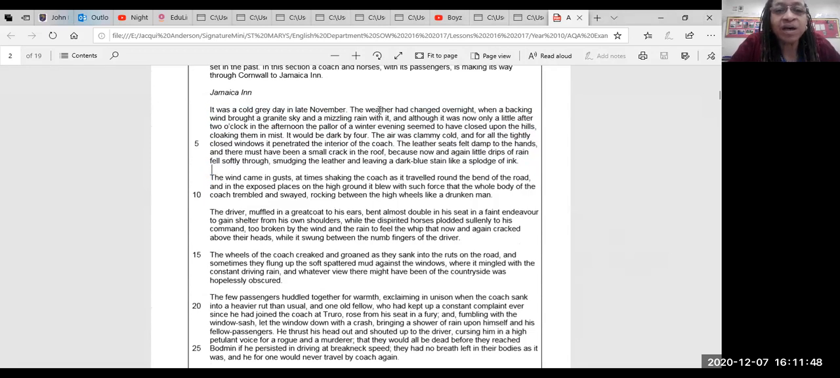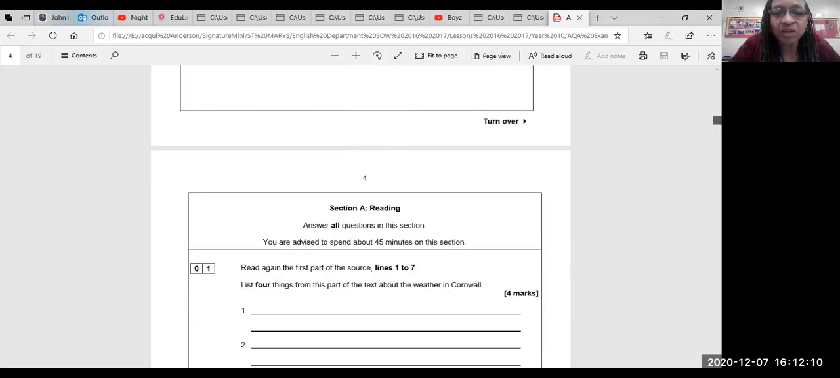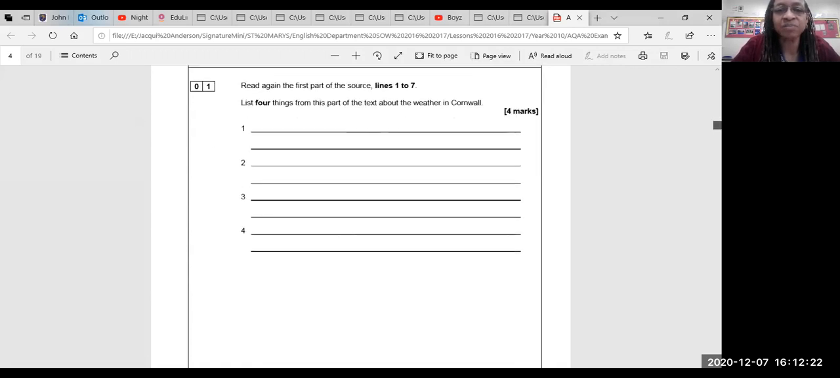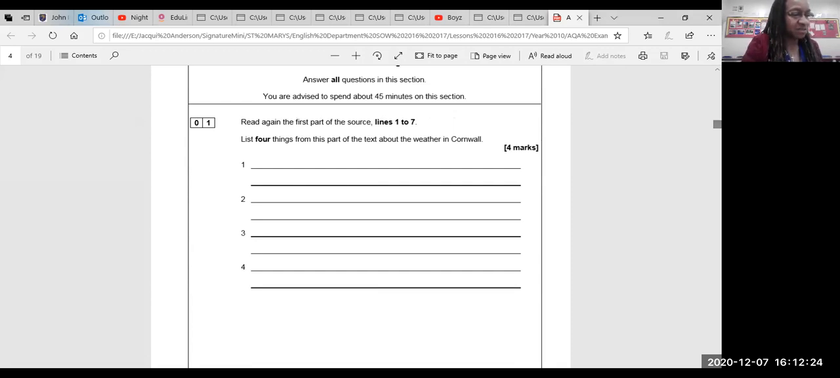Okay, so it was a cold, grey day. We know that the weather, nice, easy information. The air was clammy cold, okay? It was raining. And so you are just going through and finding the information and listing it down. Where you put that information now is here. So for the 4 marks, 1, 2, 3, 4, list 4 things that you can find in the extract that talks about the weather. So I hope that's nice and simple. That's question 1.